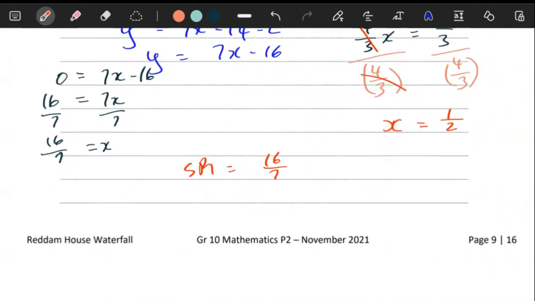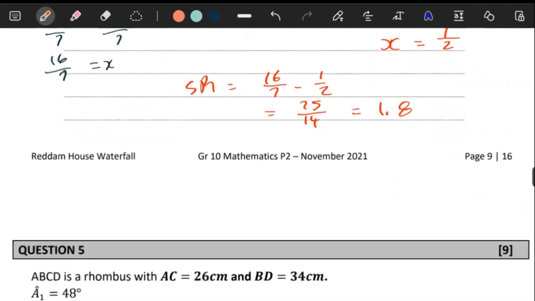16 over 7 minus a half. Let's see what that gives us in the calculator. It's going to give us 25 over 14. To one decimal place, that's just 1.8. Yep, that is all good, all nice. 6 marks. Let's move on.